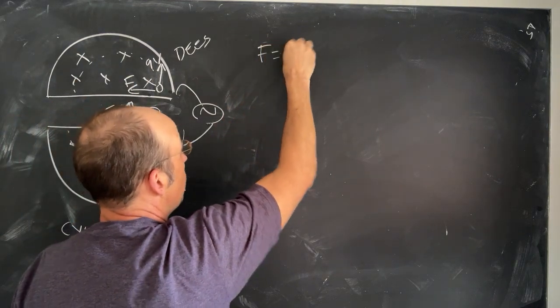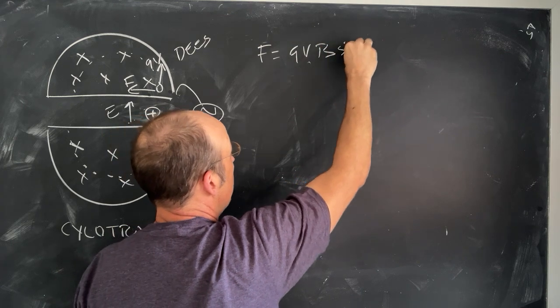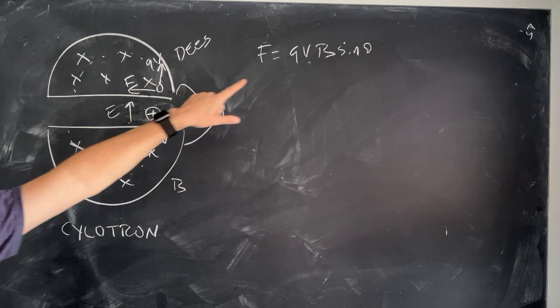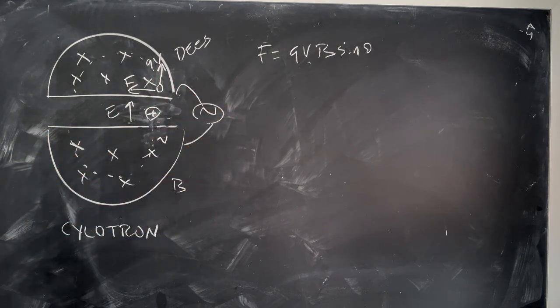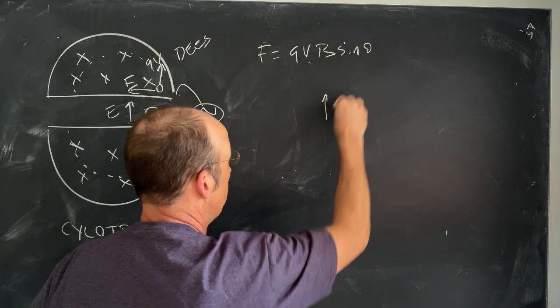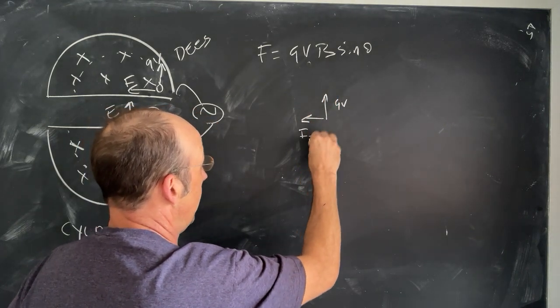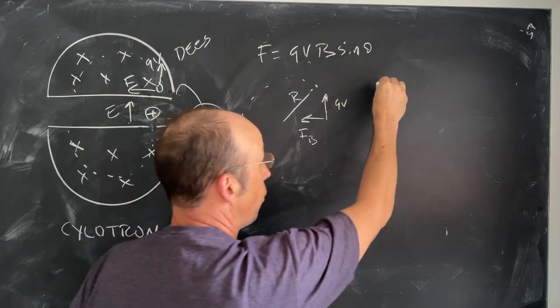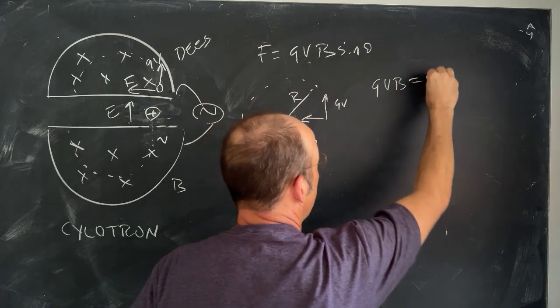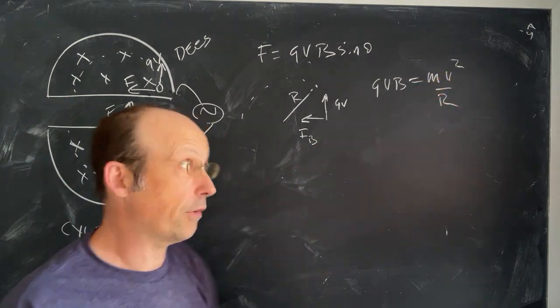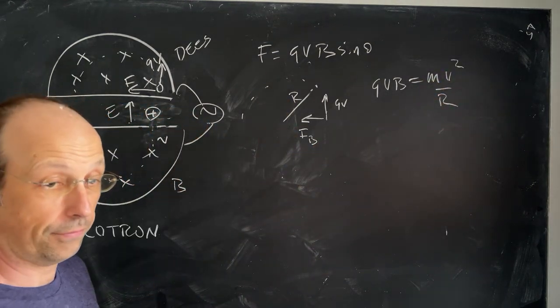Remember, F equals QVB sine theta. The angle between QV and B is 90, so sine is 1. So we get the force is QVB. And that's going to make it move in a circular path. We've already done this, but let's do it again. So if I have QV this way, FB is that way, it's going to move in a circle of radius r, where the net force is QVB, and that's equal to mv squared over r, where that is the centripetal acceleration. Okay, so that's what we have.